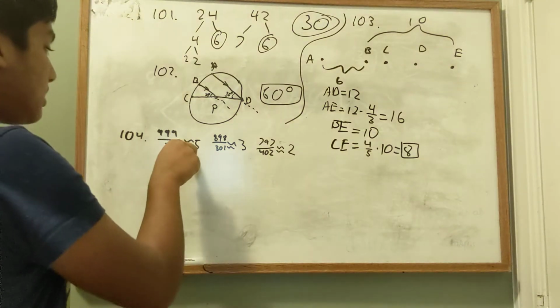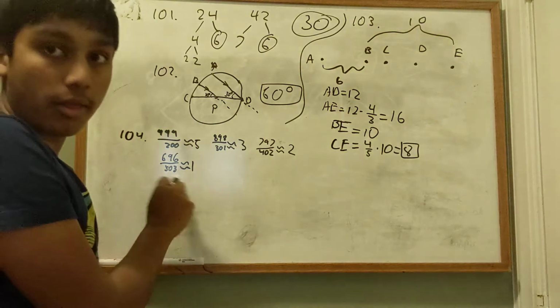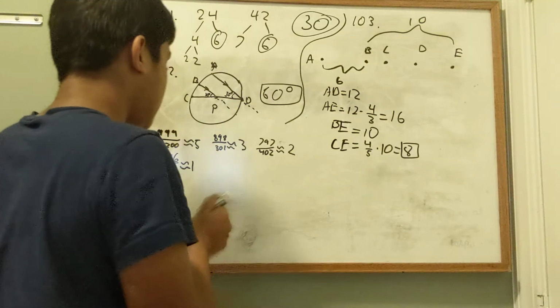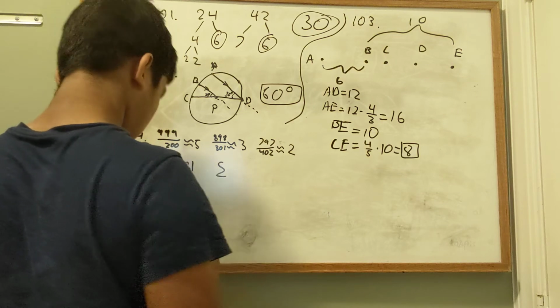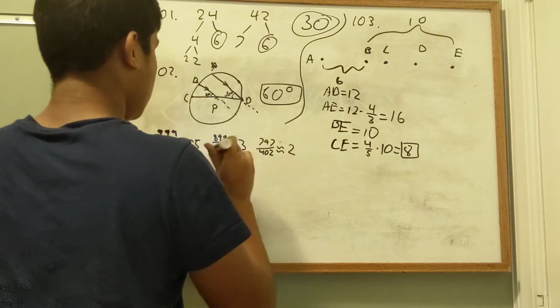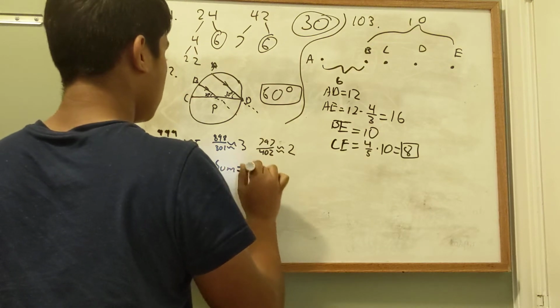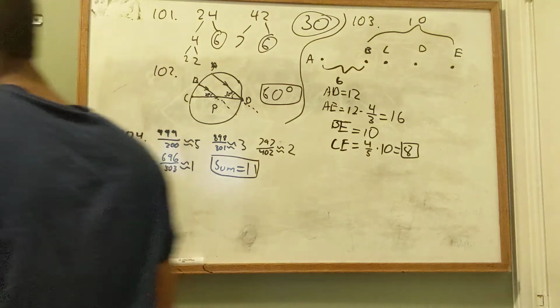Also, these things are a little bit less than 5, a little bit less than 3, a little bit less than 2. This is more than 1. So when you add these together, you get that the sum equals 11. And that's your answer.